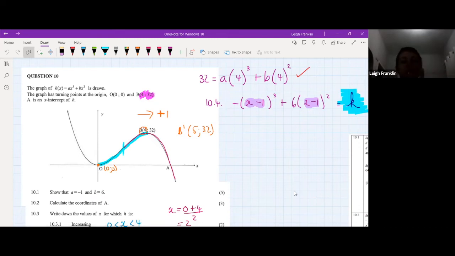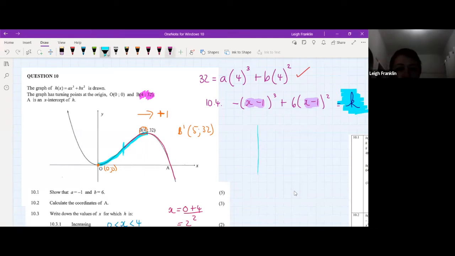So what's taken place here is that they have shifted the graph 1 unit to the right, and now they are doing a simultaneous solution between that graph that's been shifted 1 unit to the right and a straight line. Does that make sense to you?